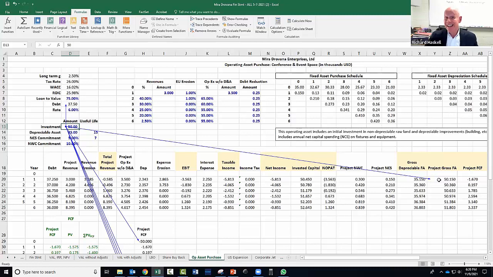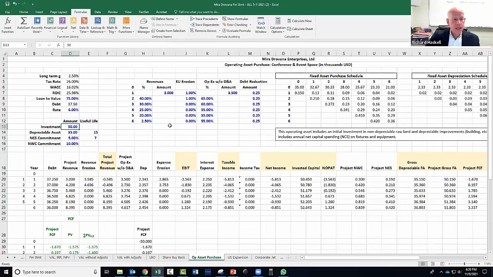But even in that year, we're going to have some net capital spending to keep that vibrant and vital. Maybe that's furniture. Maybe it's sound equipment. Maybe it's a lot of things. It could be new windows. It could be signage. It could be all kinds of things, new carpeting, paint, whatever it happens to be. An event space that is used heavily is going to need refreshing rather often. Okay, so those are a few of the initial assumptions we have to think about.